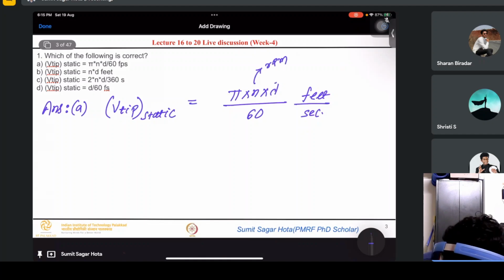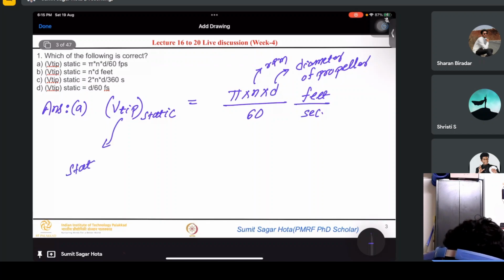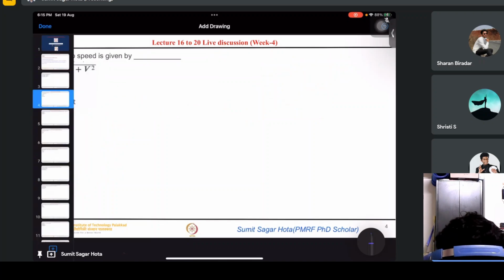N is your RPM, D will be the diameter of the propeller, and this is your static tip speed. Okay, let's go to the next question.